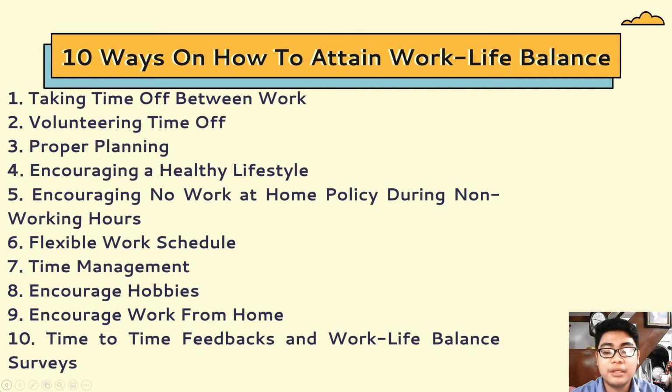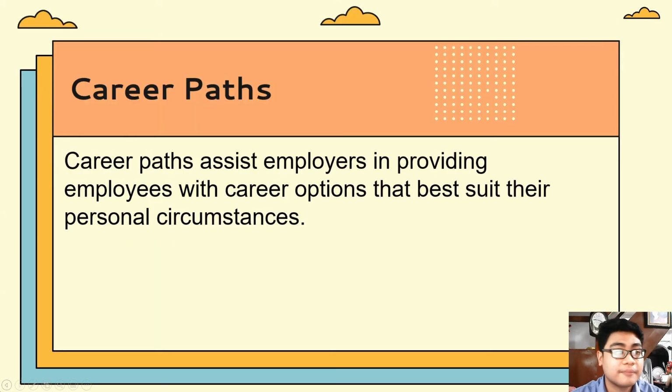So after knowing the 10 ways on how to attain work-life balance, we will now move on with the next topic, which is the career paths. Career paths assist employers in providing employees with career options that best suit their personal circumstances. Employees go through a company's career path, which is the series of job roles involving similar types of labor and skills.